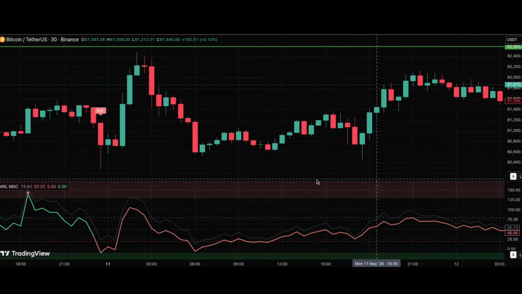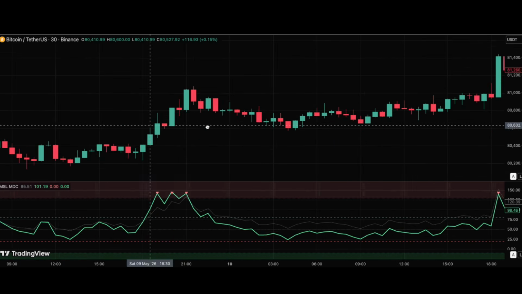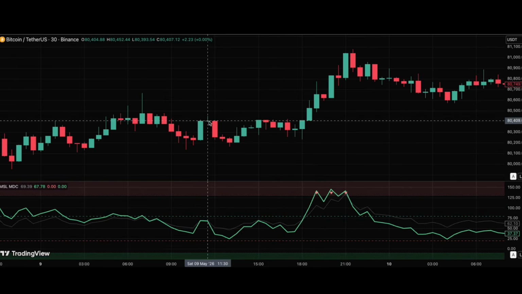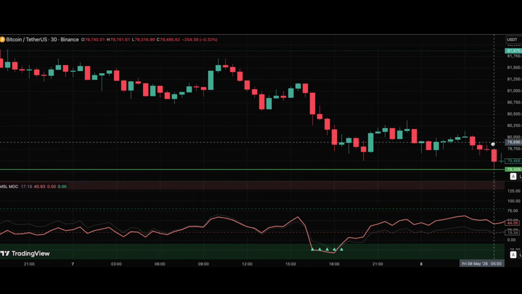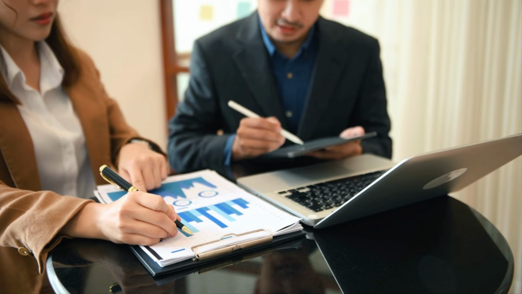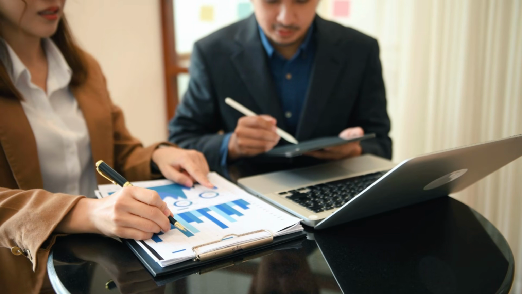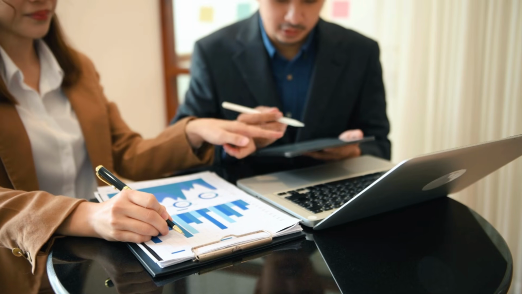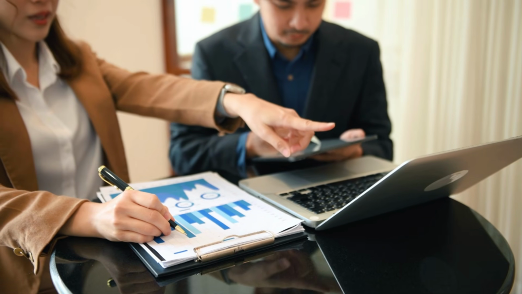The goal isn't to catch every reversal. The goal is to recognize higher quality opportunities and avoid chasing random moves. So stay with me until the end, because we're going to break down the signals, analyze the results, and see whether this indicator can truly help traders make smarter market decisions.